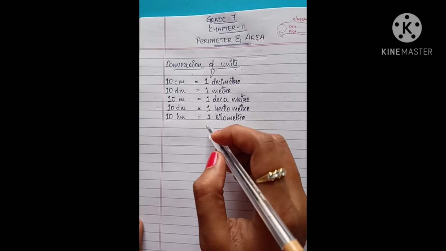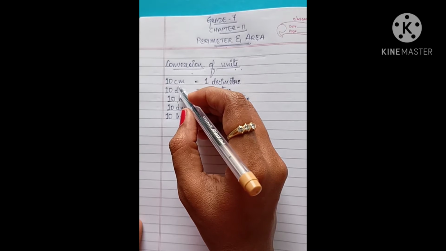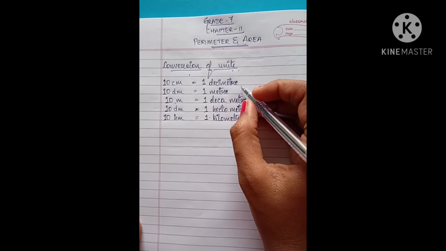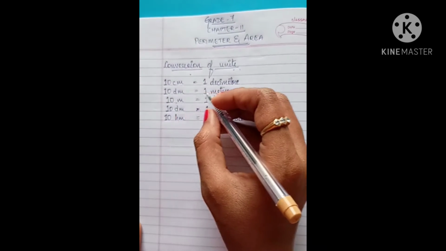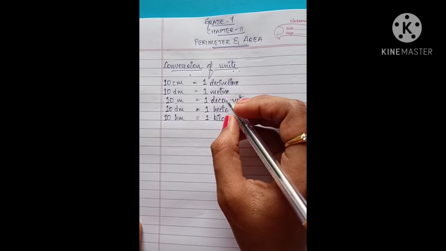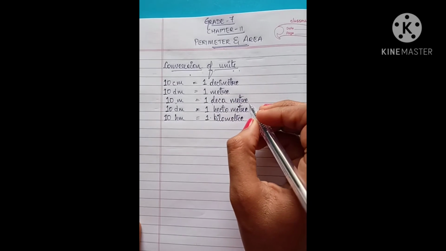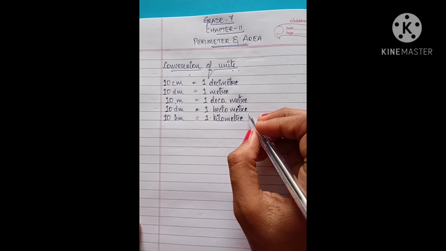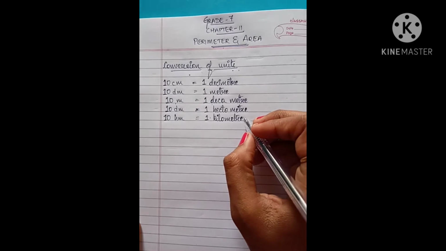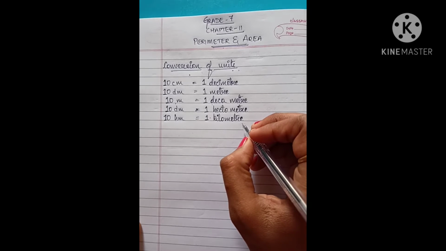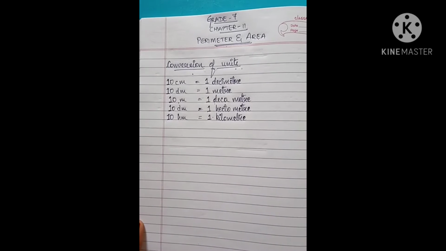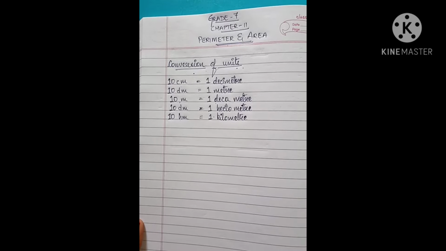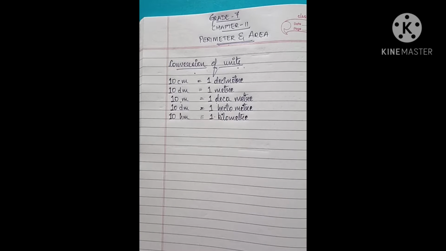Let us go through this table. 10 centimeter is equal to 1 decimeter. 10 decimeter is equal to 1 meter. 10 meter is equal to 1 decameter. 10 decameter is equal to 1 hectometer. And the last is 10 hectometer is equal to 1 kilometer. Please write down these in your classwork and learn them by heart.